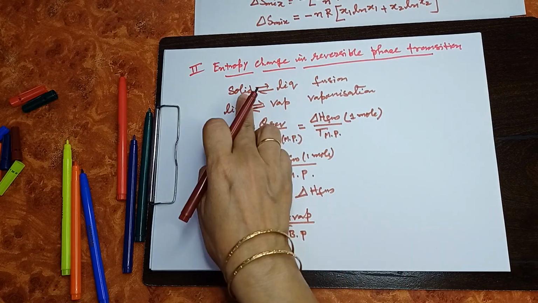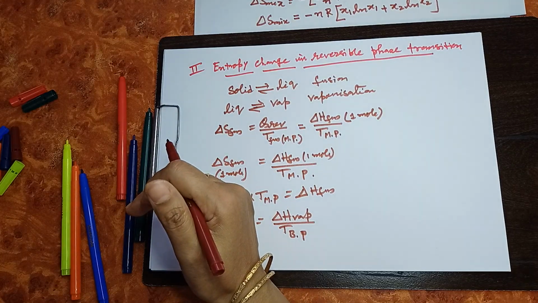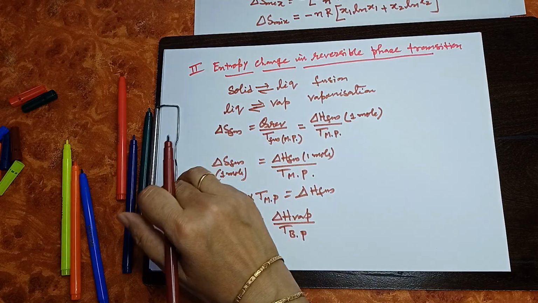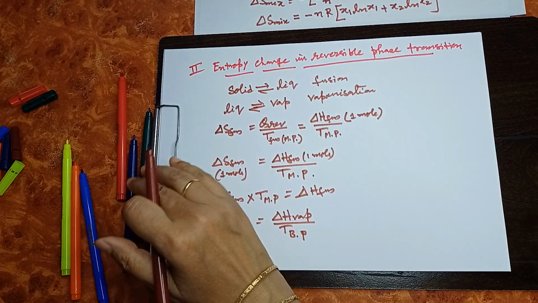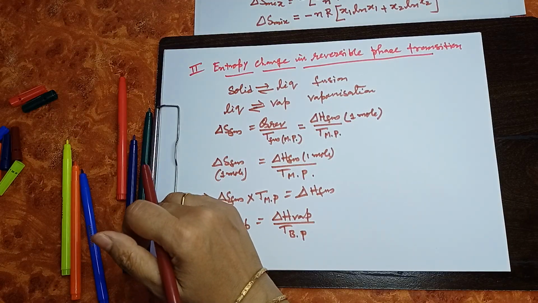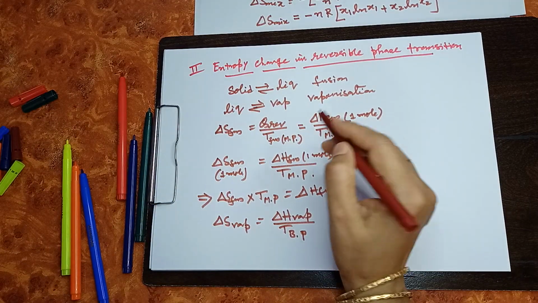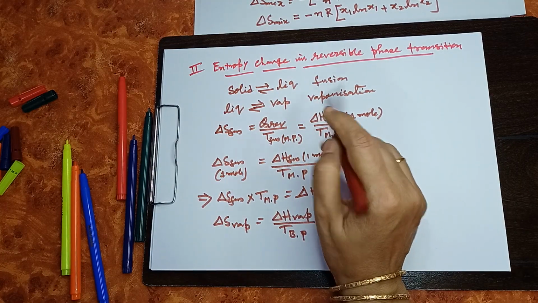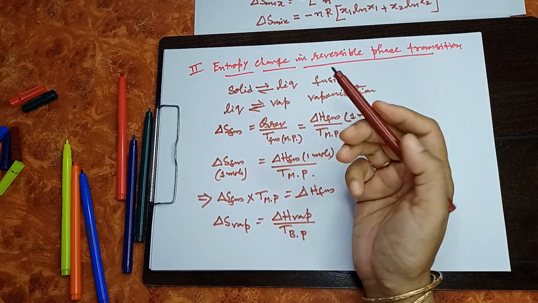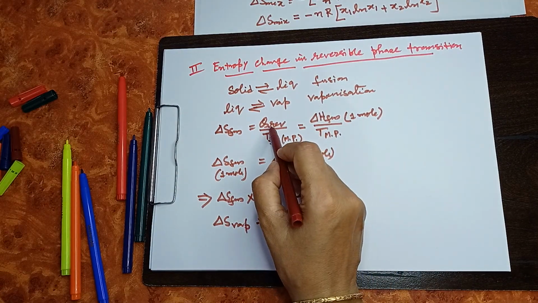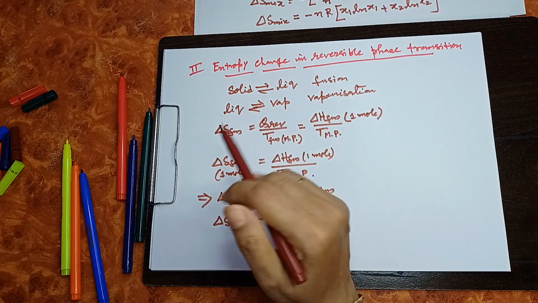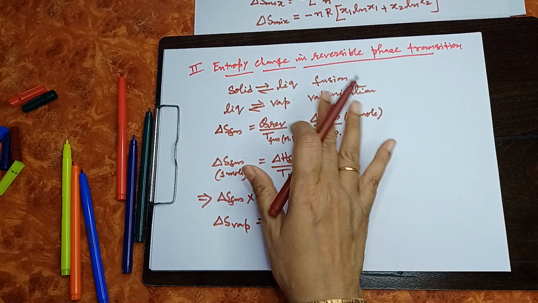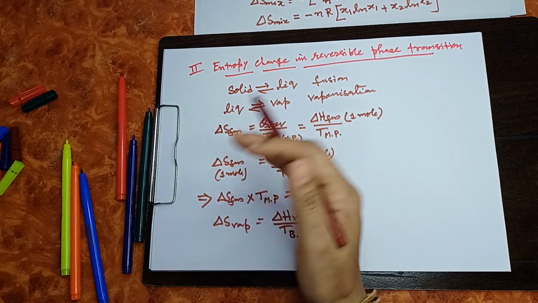Similarly, for the reverse one, if you consider freezing, energy will be released. Energy will be released during freezing or during condensation, that is vapor to liquid. Now, during fusion and during vaporization, heat is absorbed. So Q reversible is positive. So the entropy of fusion and entropy of vaporization are positive. During these processes, entropy increases.